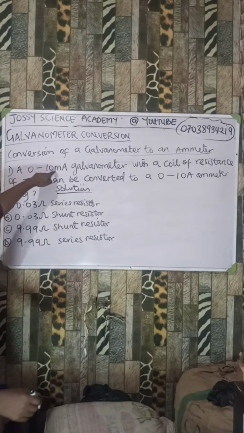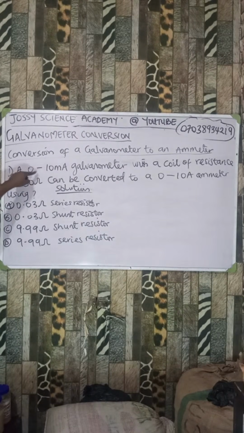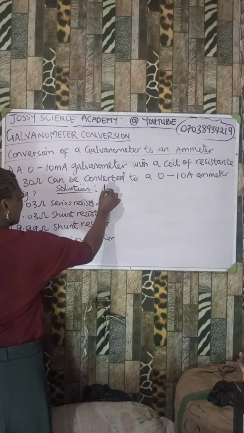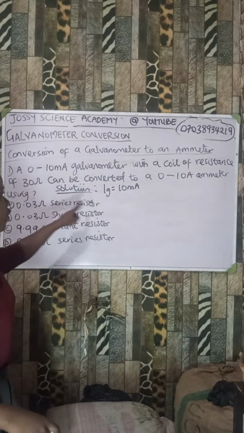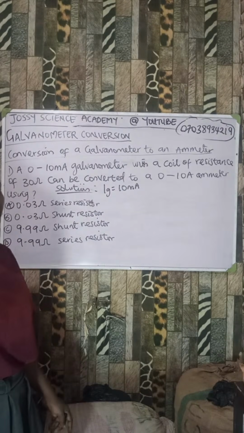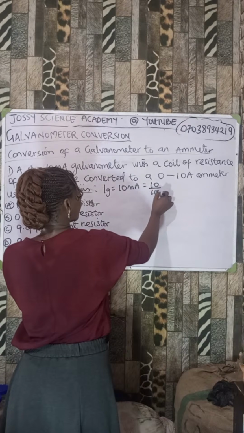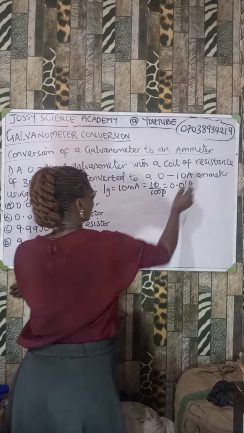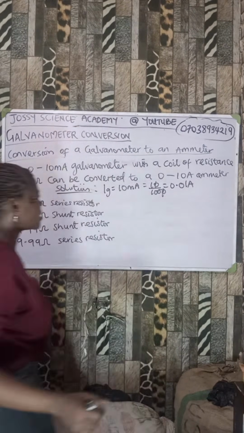Okay, the current of the galvanometer is 10 milliamperes. Forget about that 0, this is what we are using. So I'll say current of the galvanometer is 10 milliamperes. Remember what this milli means. That is 10 divided by 1000. We cancel this, and that gave me 0.01 amperes. Do you understand? All right.